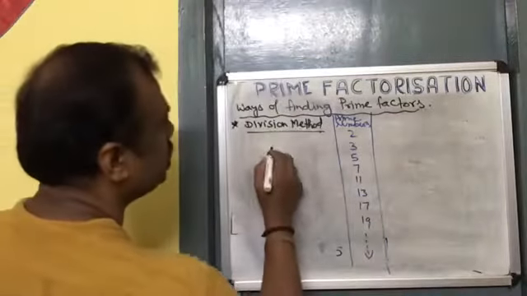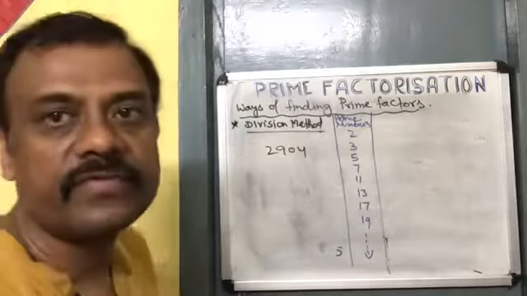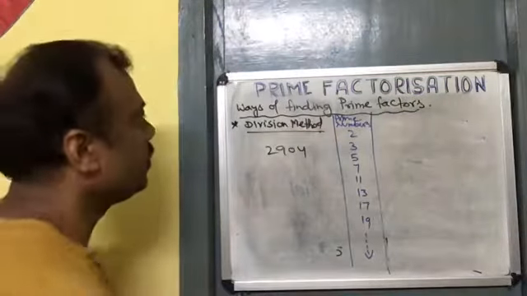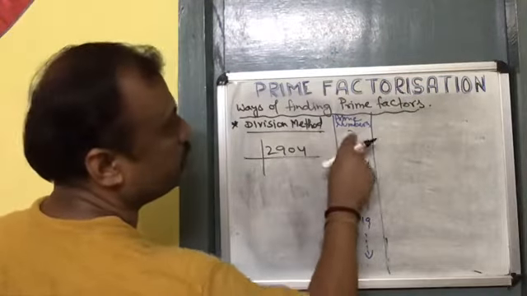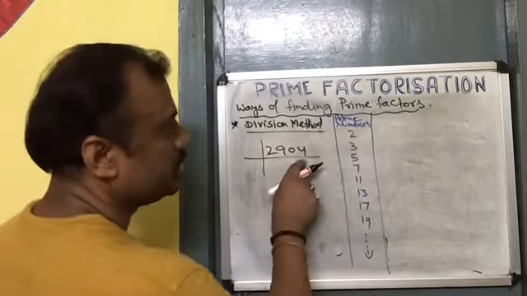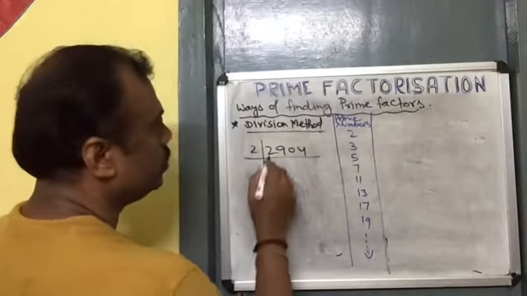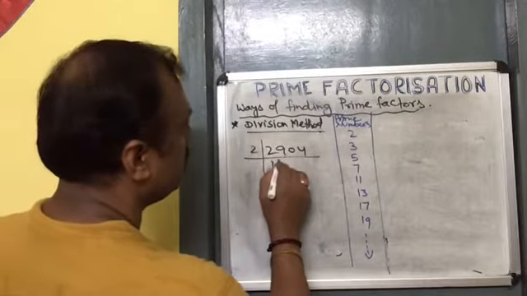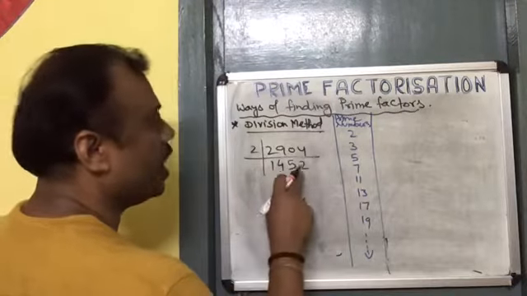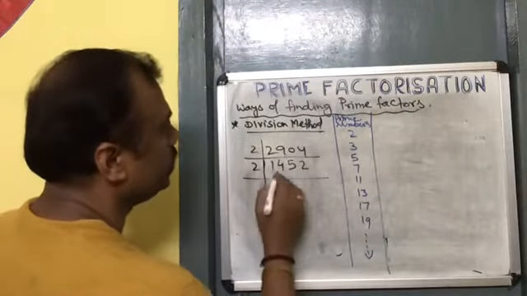I am going to take 2904 to find the prime factors of 2904. Let us do it with the help of the division method. As we know that these are the prime numbers, so start from 2. Yes, this number is divisible by 2, so check it with the help of 2. 2 is 2, 2 4s are 8, 5 is 10, 2 is 4. Again this number is divisible by 2, so again divide by 2.